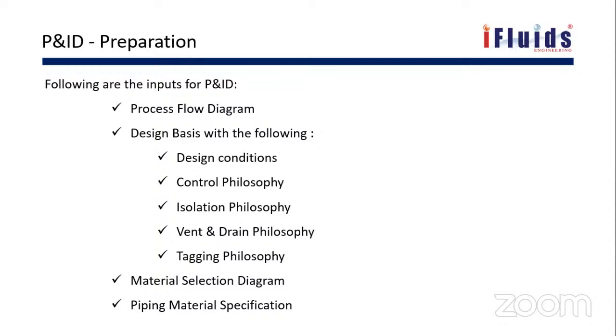And then the design basis, with the following conditions: design conditions, control philosophy, isolation philosophy, vent and drain philosophy, tagging philosophy. Design conditions means what will be the design pressure and design temperature. And then the design capacity. And then control philosophy means we'll be having a control valve to maintain the flow. So whether we need one control valve or two control valves, we need to freeze the philosophy.